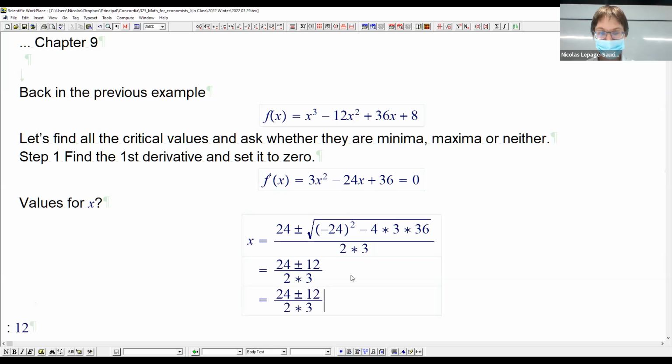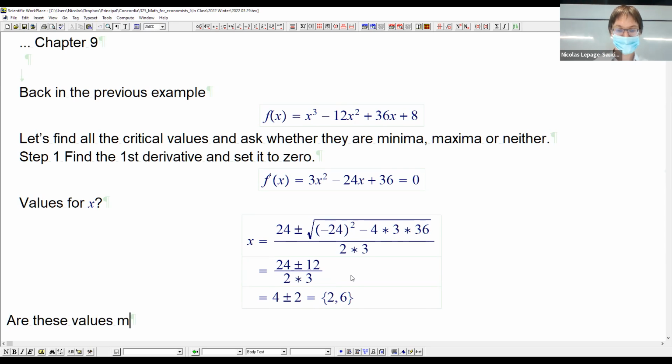So then I get, let's divide everything by 6. So I get 4 plus or minus 2. So I get two numbers, I get 2 and 6. And now, how do I check that?